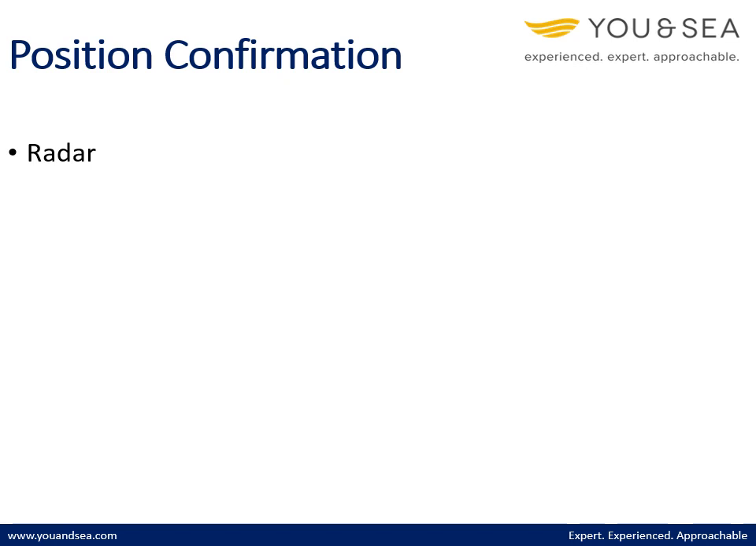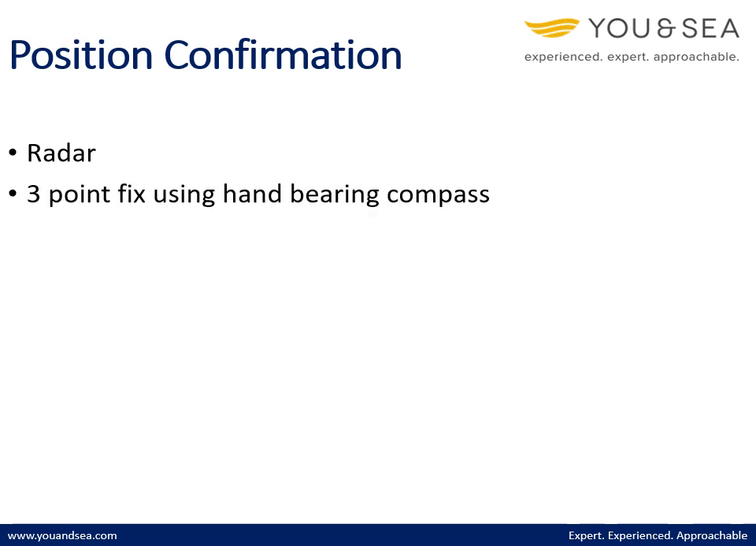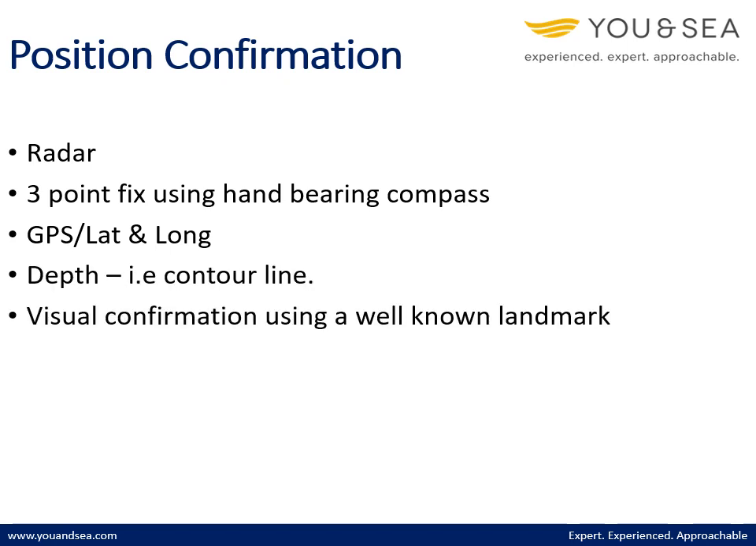We have radar, a 3-point radar fix, or a radar range and bearing, 3-point fix using the hand bearing compass. We've got a GPS latitude and longitude, depth contour line, visual confirmation using a known landmark, transit, and a running fix. We'd have to use the depth and the transit quite possibly together.